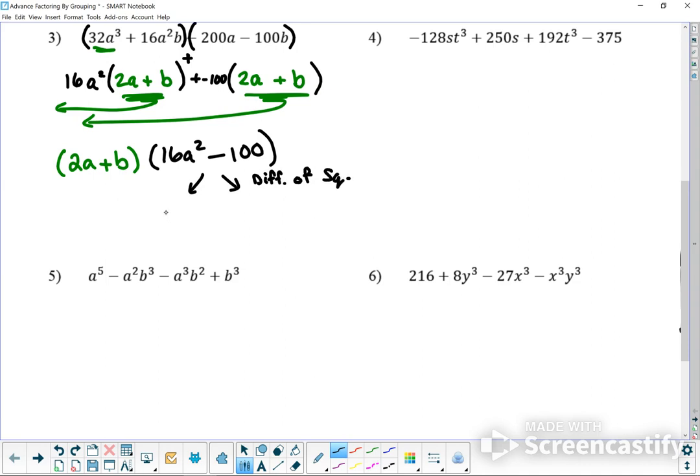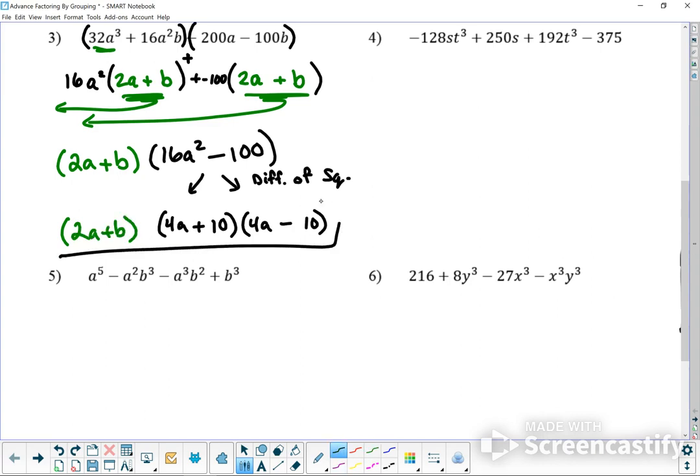Okay, so that's going to be, because you notice 16 is 4 times 4, and a squared is a times a, so it's 4a, 4a. 100 is 10 times 10, and then to get a minus, you need a plus and a minus. Right, and then you also have that 2a plus b. That's your answer.